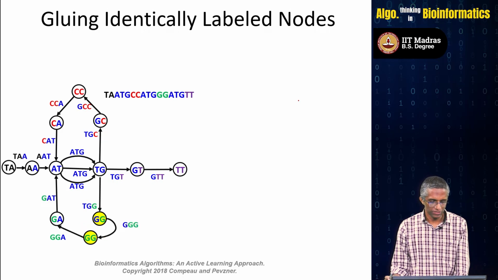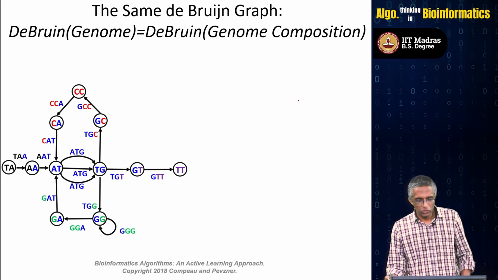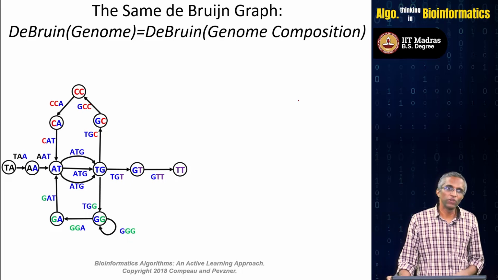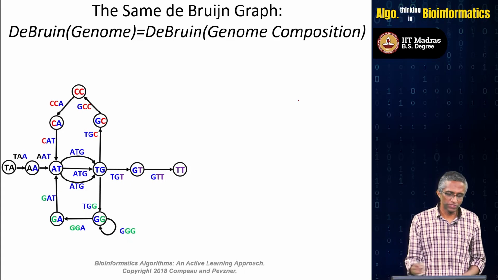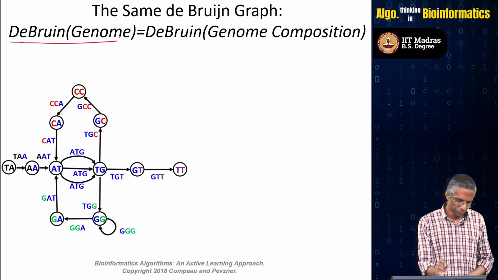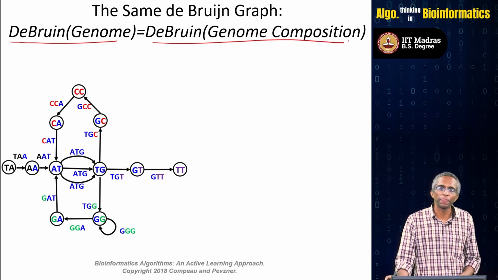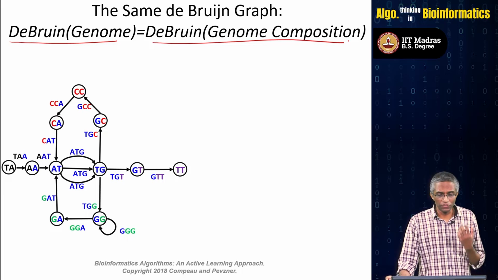One more, yeah, the GG is for the self loop. So in this particular case, we got the same de Bruijn graph. The de Bruijn graph that is constructed from the genome is equal to the de Bruijn graph that is constructed from the genome composition. But I want you to think if it is always the case.